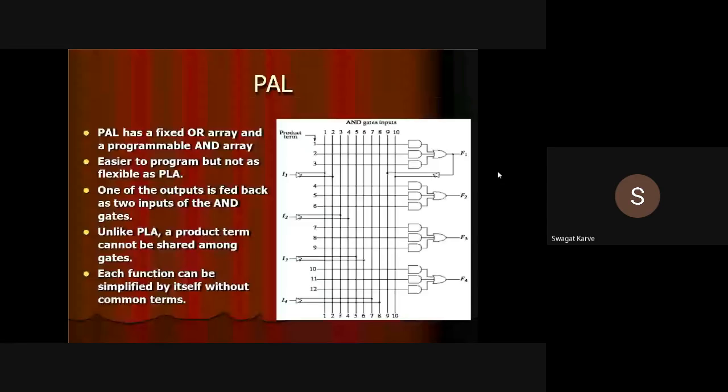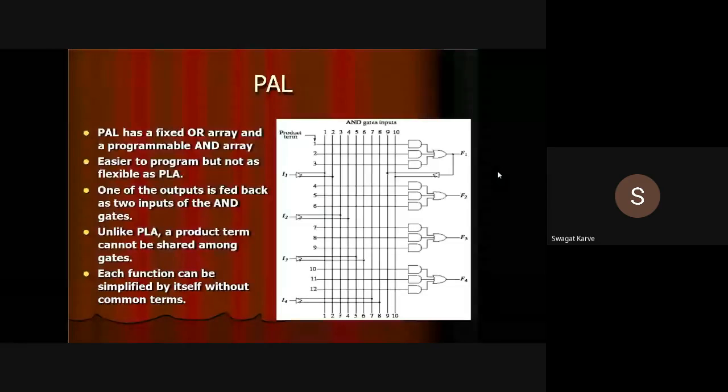Now this is the structure for PAL. बरोबर आहे? PAL मध्ये काय असतं? It has a programmable AND array but a fixed OR array. बरोबर आहे का नाही? PAL मध्ये काय असतं? OR array fixed असतो आणि AND array programmable असतो. That is written there only.